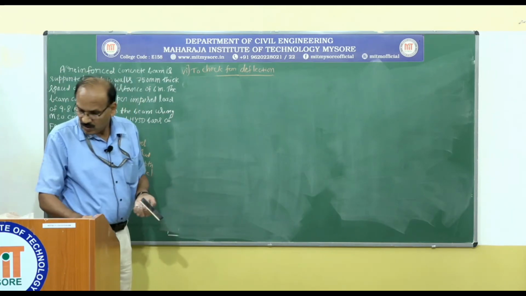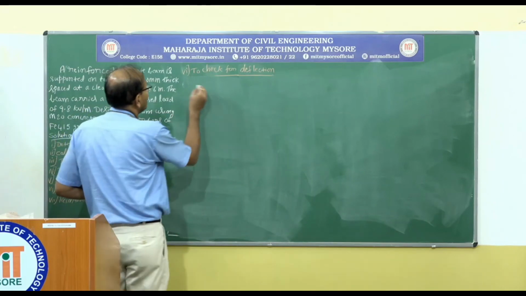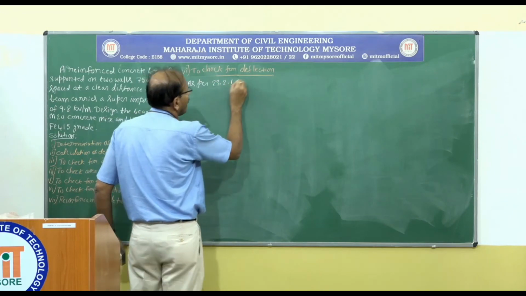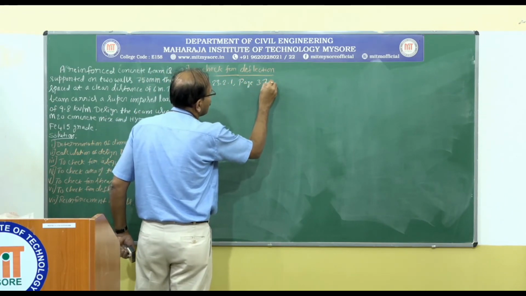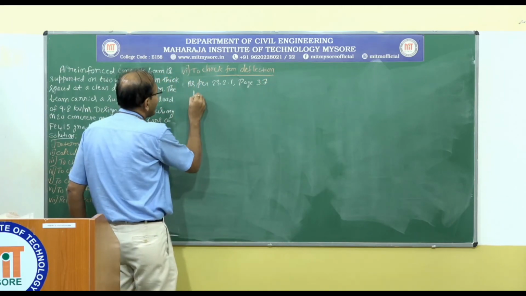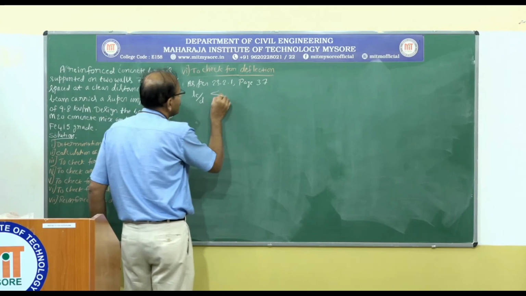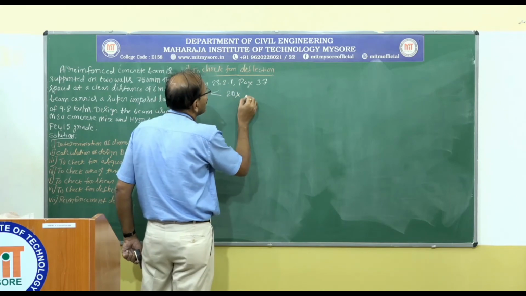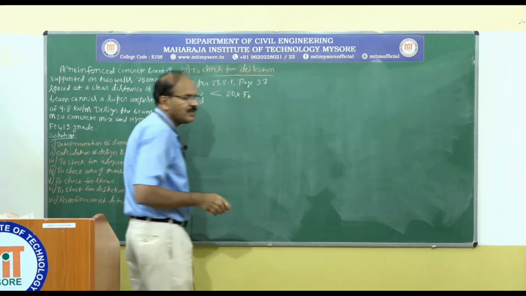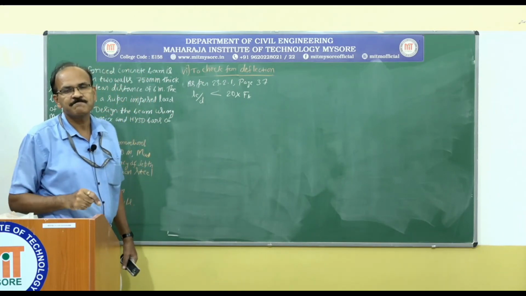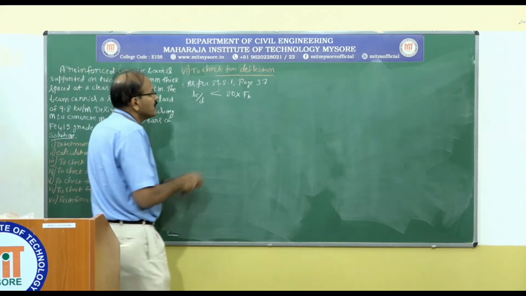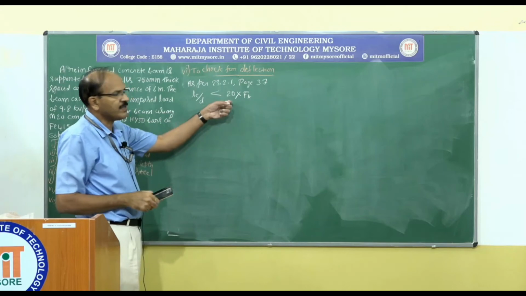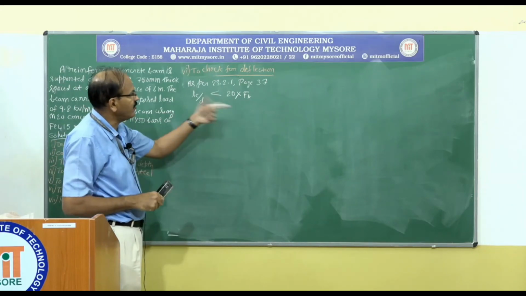So as per 23.2.1, page 37, Le by D should be less than 20 multiplied by the modification factor due to tension steel. So this is 20 multiplied by Ft, where 20 is for a simply supported beam. Yes, we got this value from there.